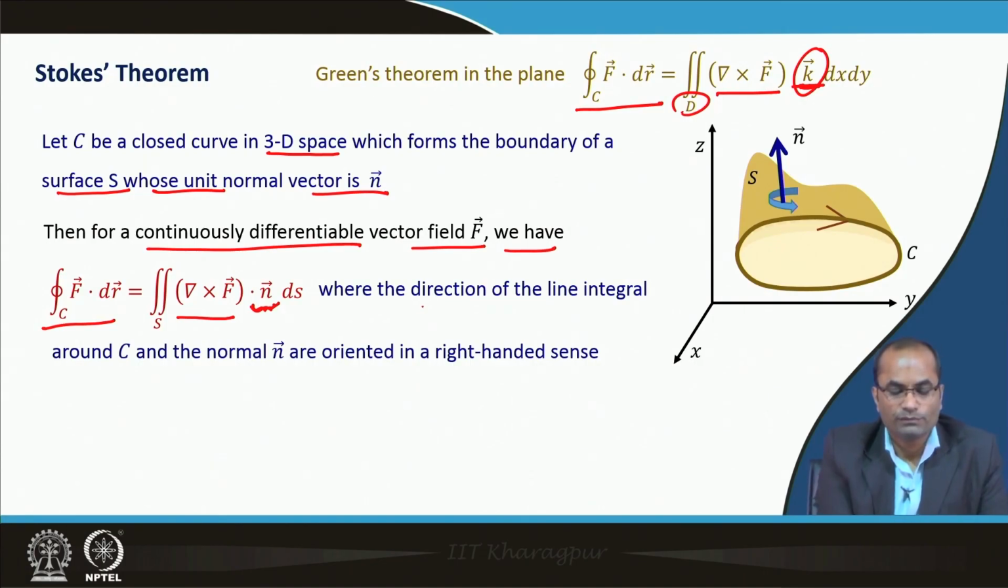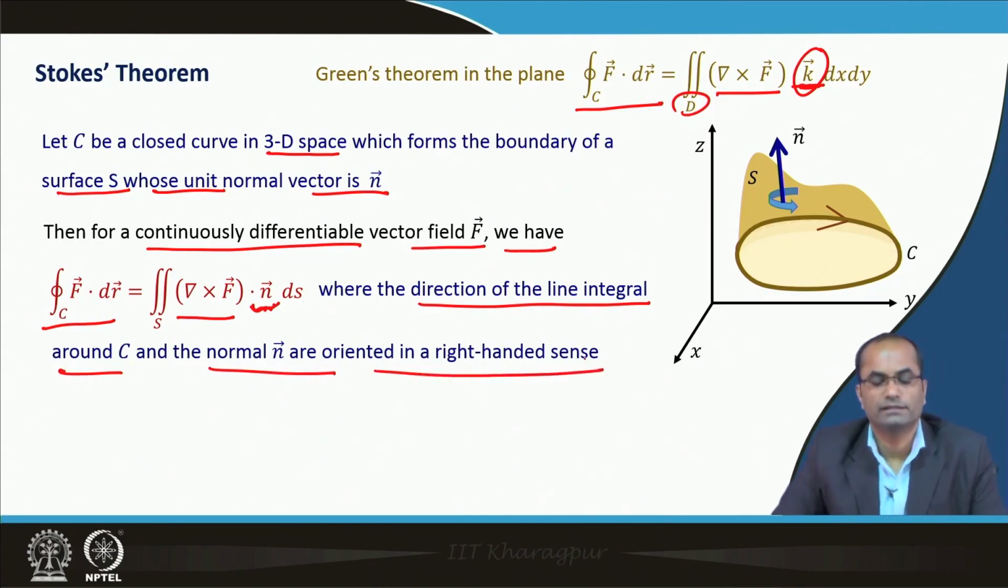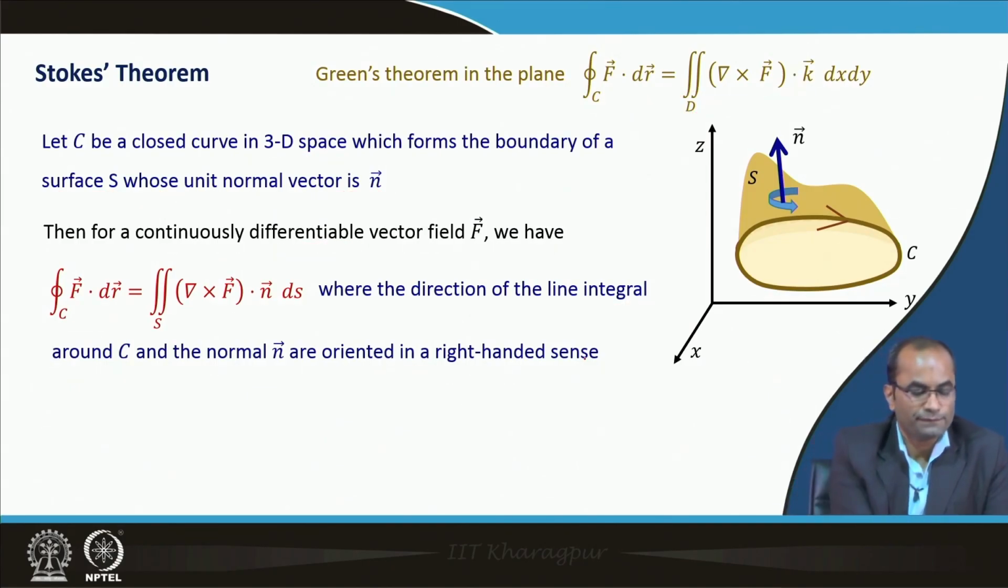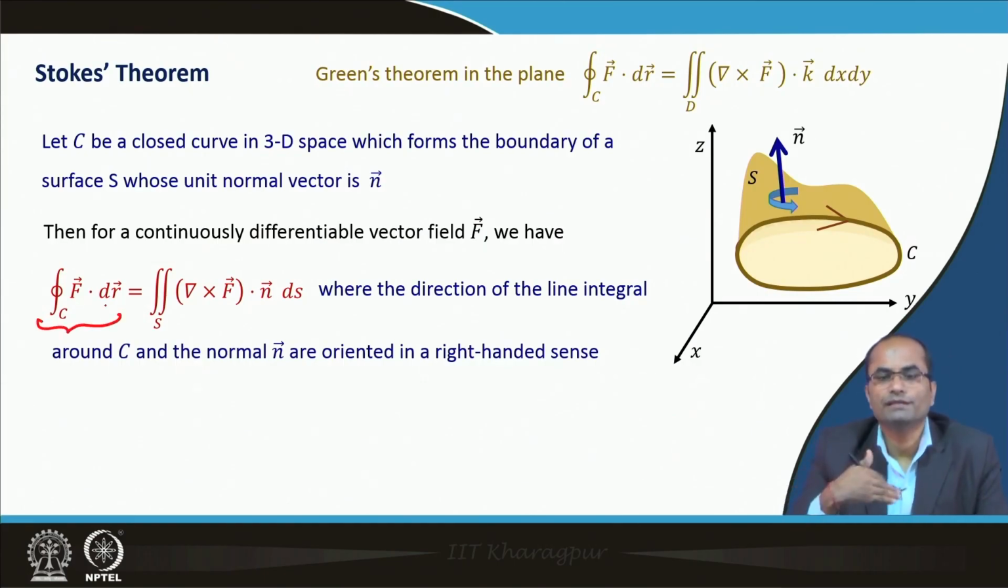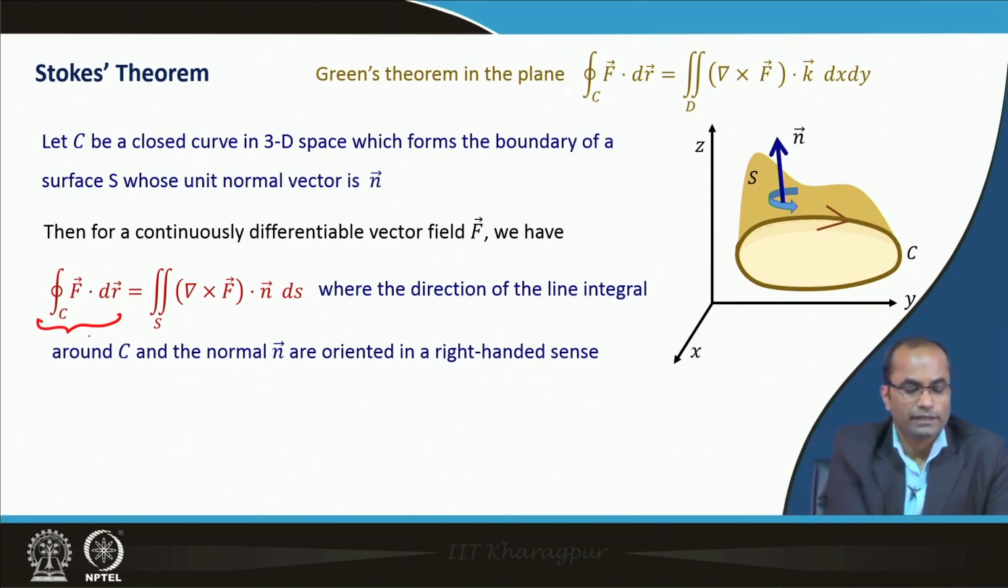So, now the important point: the direction of the line integral around C and the normal n are oriented in a right handed sense, because this is important. The value of this curve integral will change if we go clockwise instead of anti-clockwise.